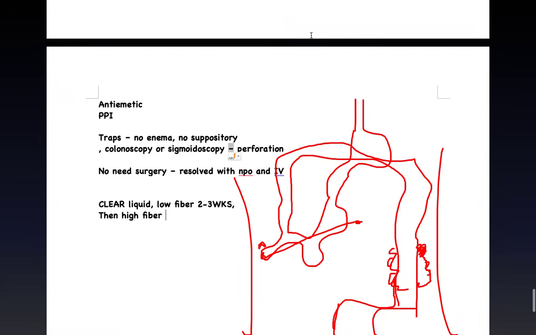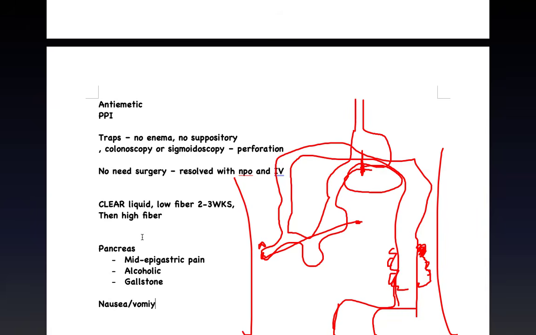Now, the pancreas sits right in the middle here. Pancreas sits here behind the stomach, like that. And its location is mid-epigastric. So the condition, what you're going to see when they give you the pancreas question, they're going to have mid-epigastric pain. Most of the time, it's an alcoholic patient, or they have gallstone, cholelithiasis. Those are the most common cause of that, right? How would the individual present? Mid-epigastric pain. They most likely will have nausea or they will vomit.